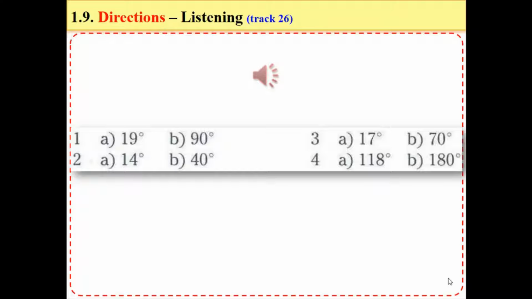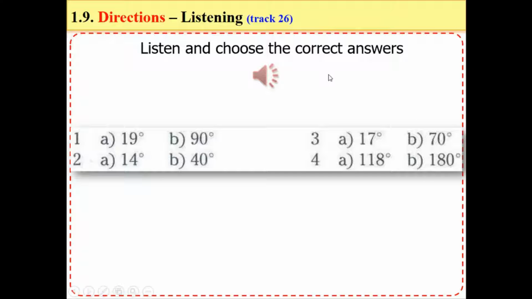Okay, now continue with listening. Listen to the correct answers. Listening, Unit 4, Movement, Recording 26.